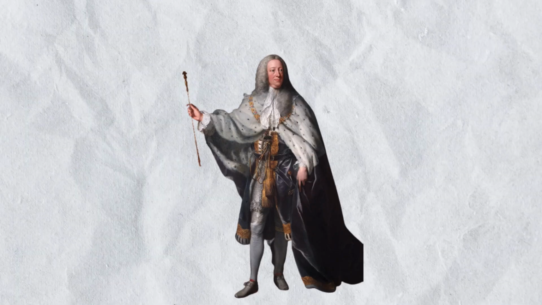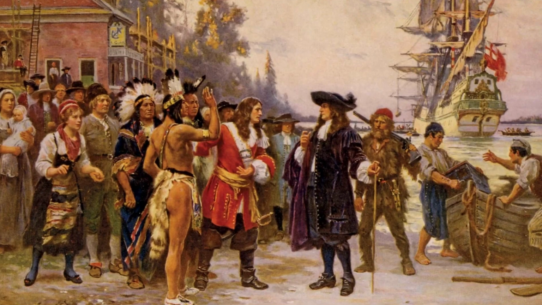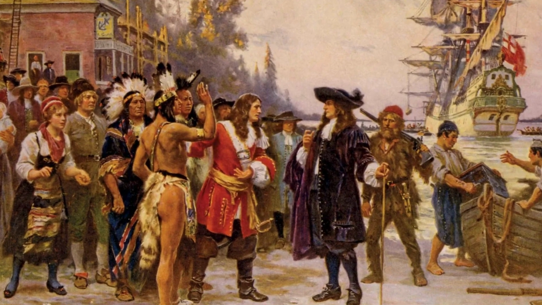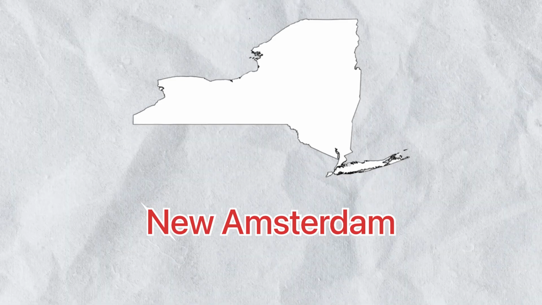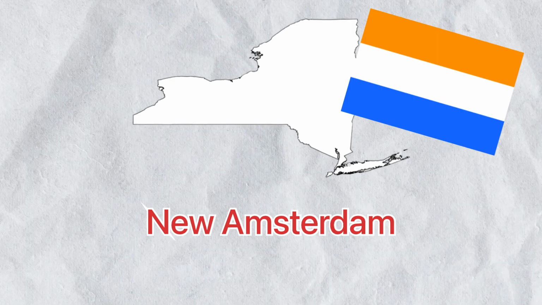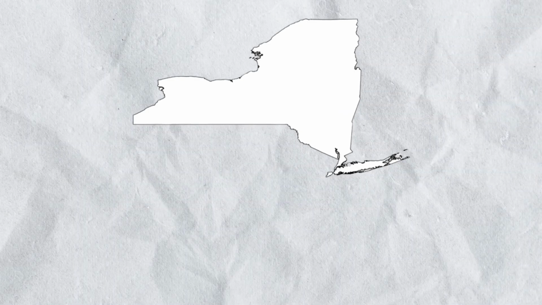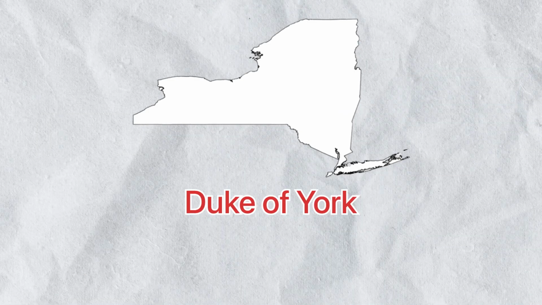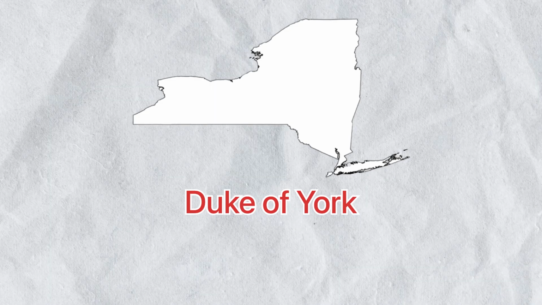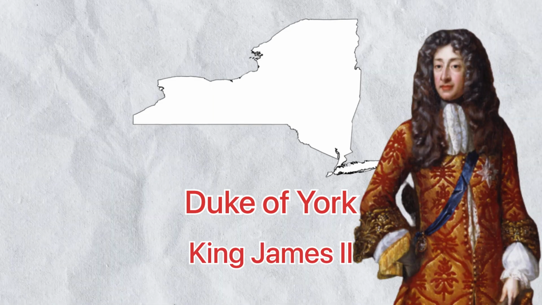Aside from monarchs, other Englishmen also got their glory by having a state named after them. Originally New Amsterdam, New York was a Dutch colony that was ceded to the English in 1664. The colony's name was changed to New York after the Duke of York, who you know by his more famous royal title later in life, King James II.